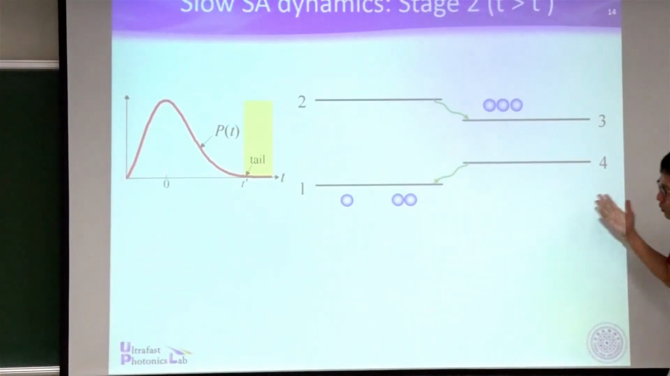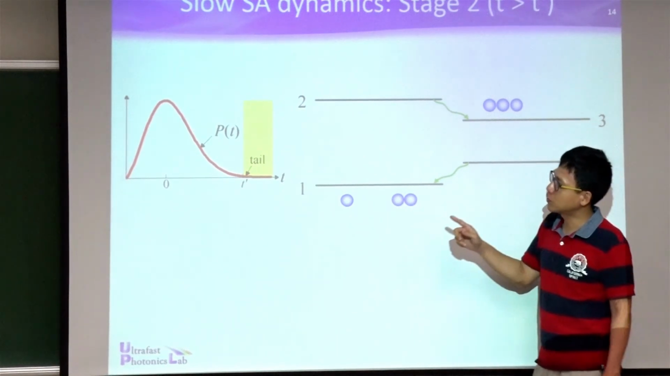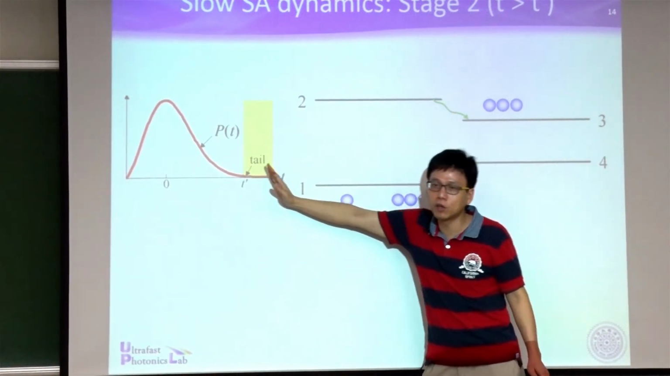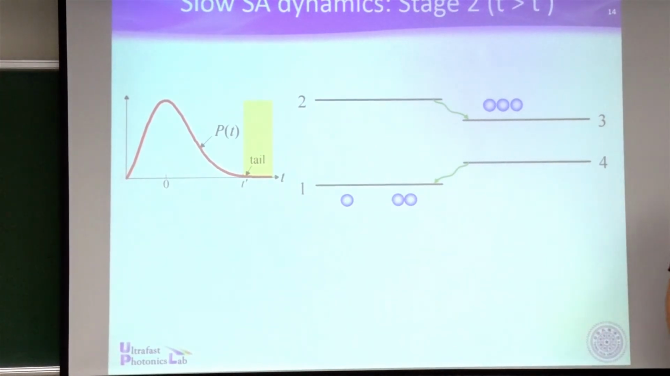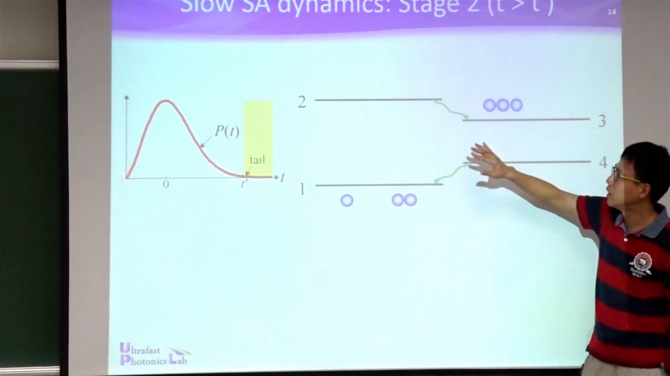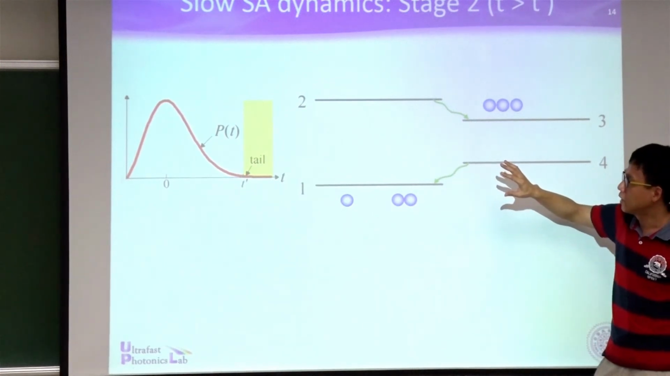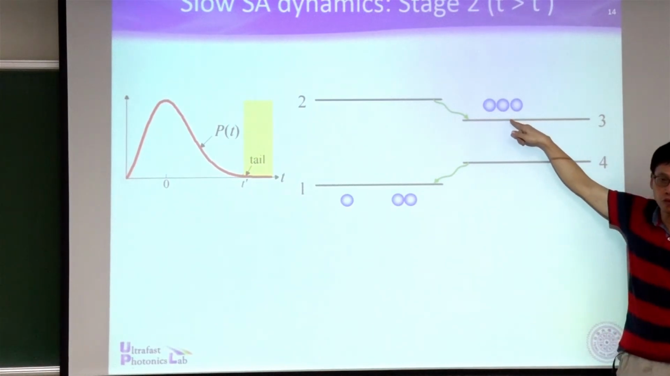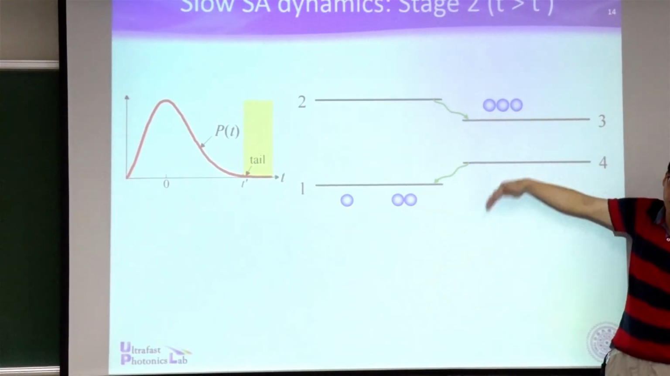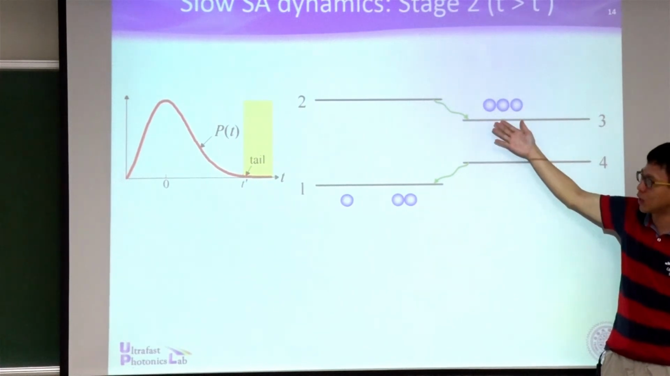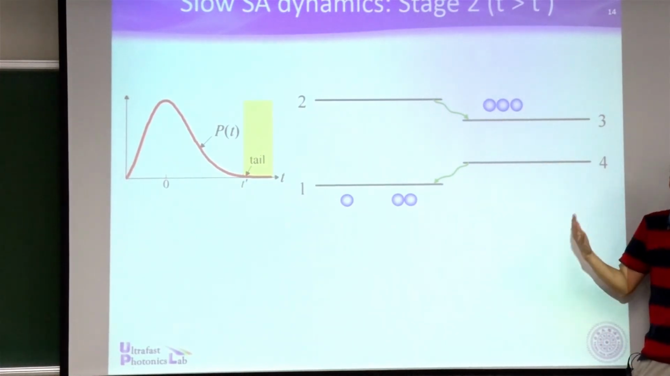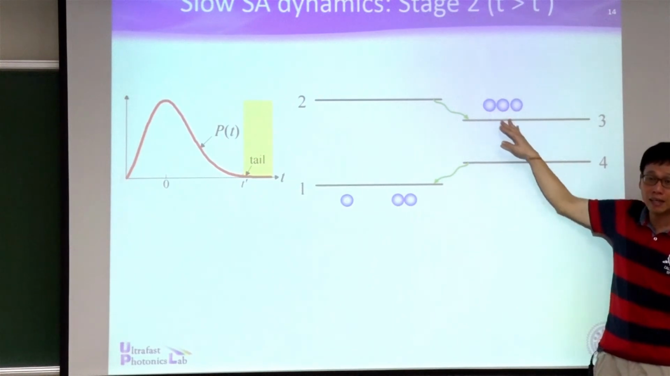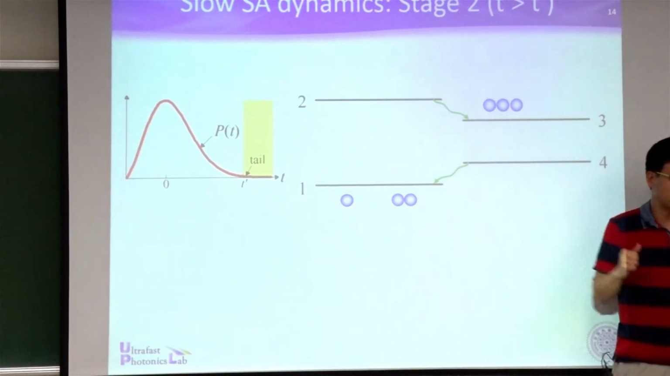So what's Stage 2? Stage 2 means after the pulse tail, from T prime to infinity. Okay. Then what happens? This is the figure about the end of stage 1. So you still remember the input pulse excites a lot of electrons to level 2, then quickly dumps to level 3, but they stay here because relaxation is too slow. So in stage 1, we assume there is almost no relaxation. So all the excited electrons stay on level 3.